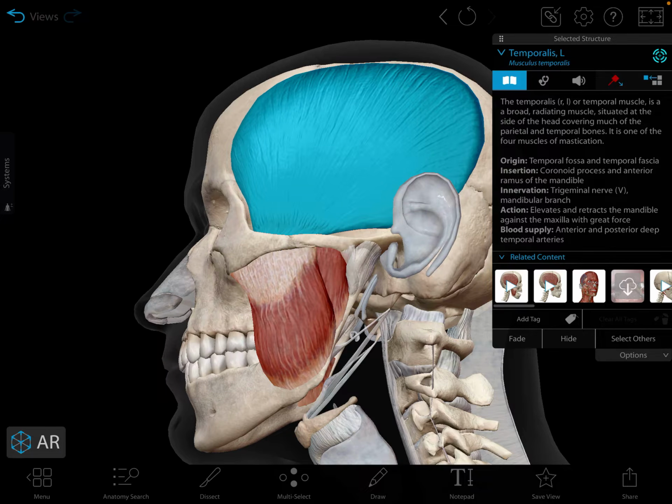moving the mandible so as to close it and allow for this chewing motion that we'll see.